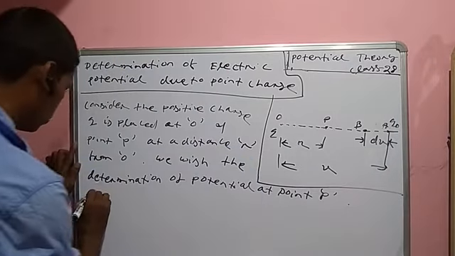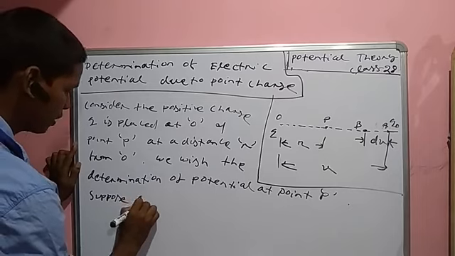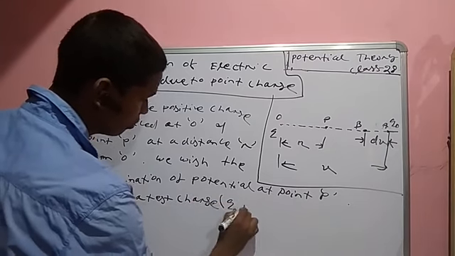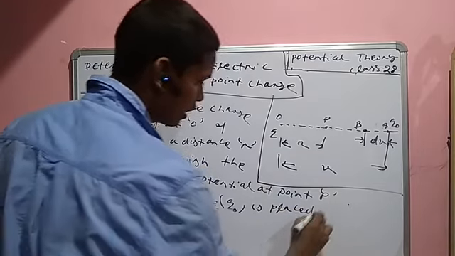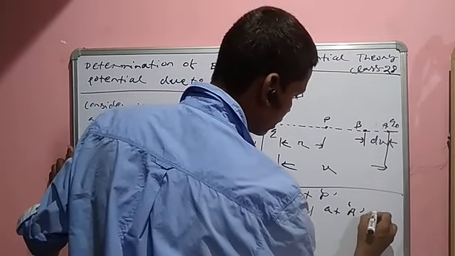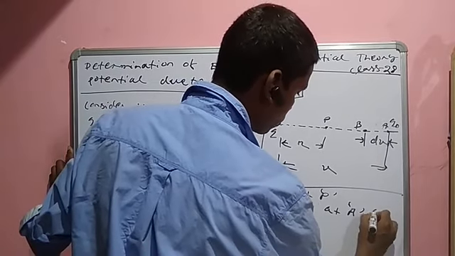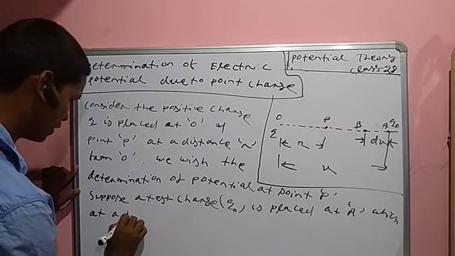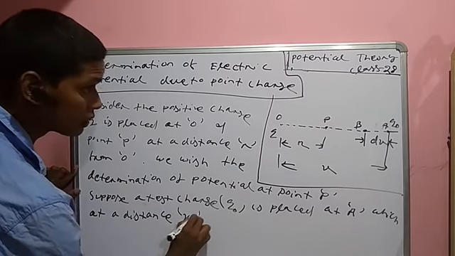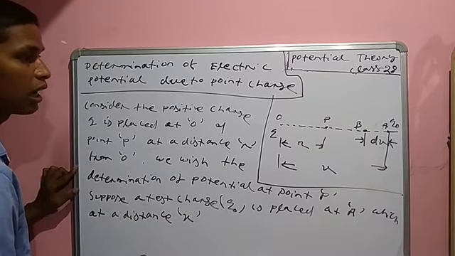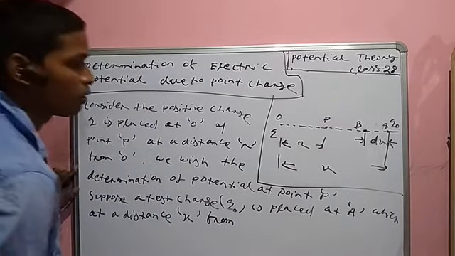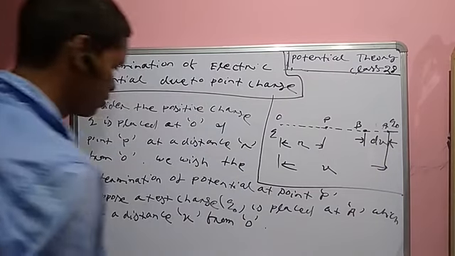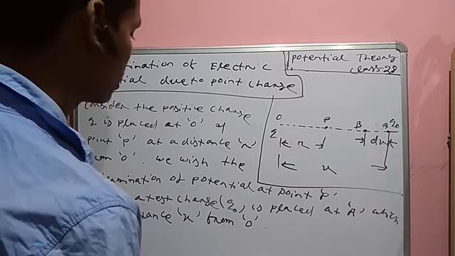Suppose a Q0 charge, a test charge Q0, is placed at A, which is at a distance x from O. And A to B is the dx distance.